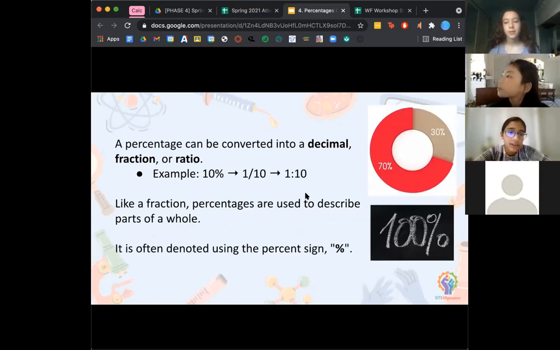So if you have seen percentages on a test, you might know some of this already, but a percentage can be converted into a decimal, a fraction, or a ratio. So 10% is a fraction of 100. It's 10 out of 100, which if you simplify that, you get 1/10. And then as a ratio, that's 1 to 10. Just like fractions, percentages are used to describe part of a whole, and they're denoted with the percent sign right here. Okay, any questions so far?